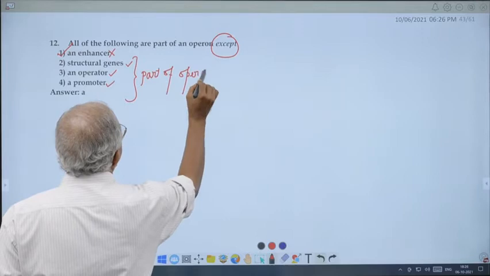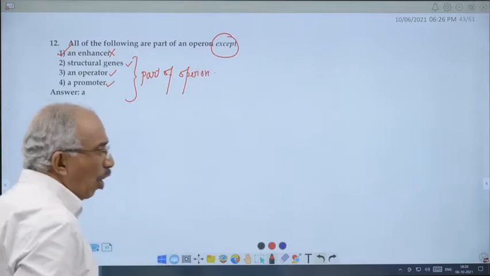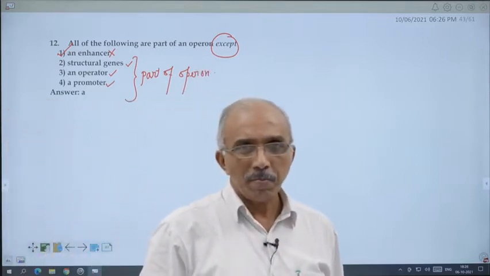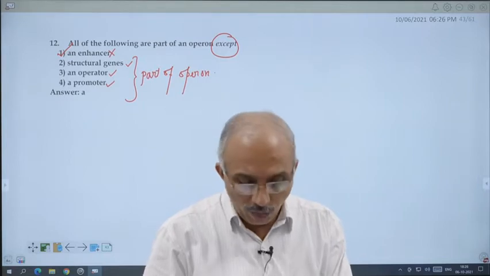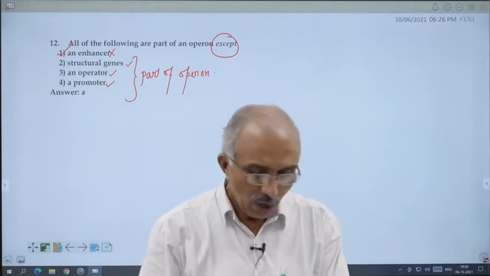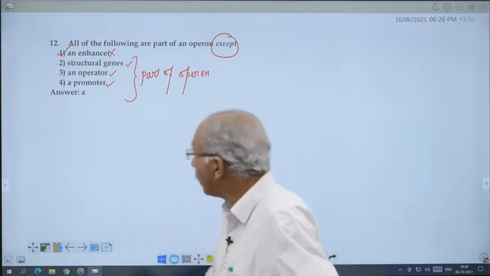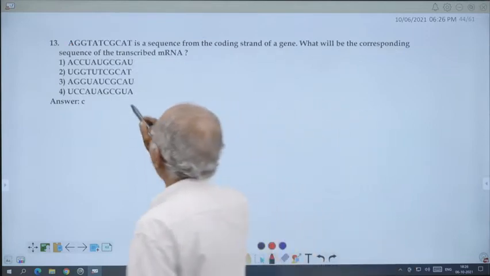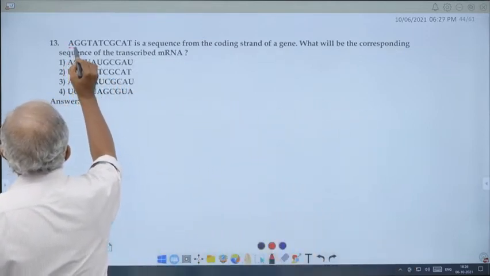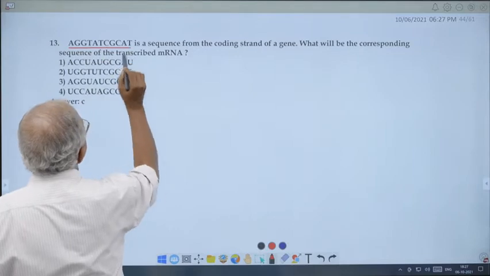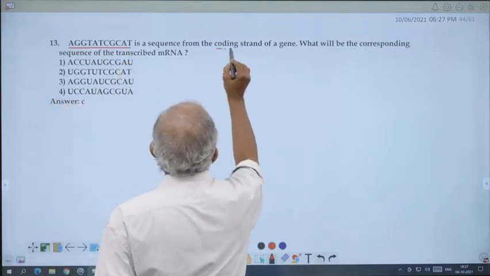All are part of operon. But enhancer is not a part of operon. Question number 13. Very carefully read the question. Base sequence of coding strand is given.